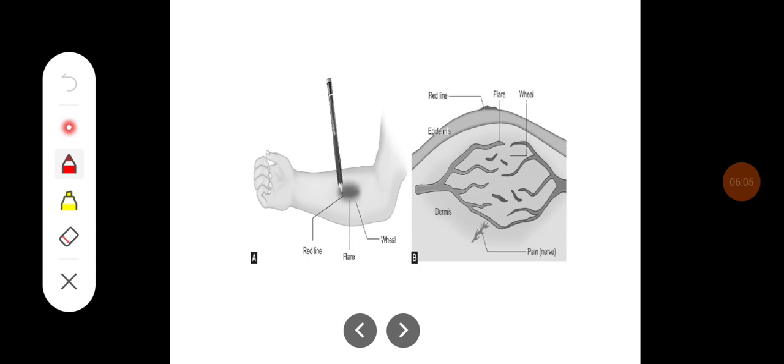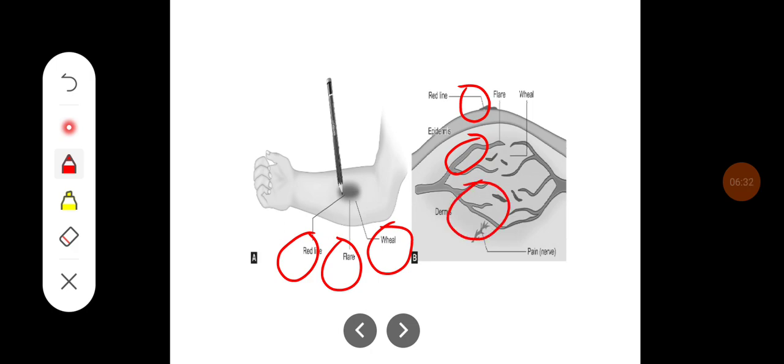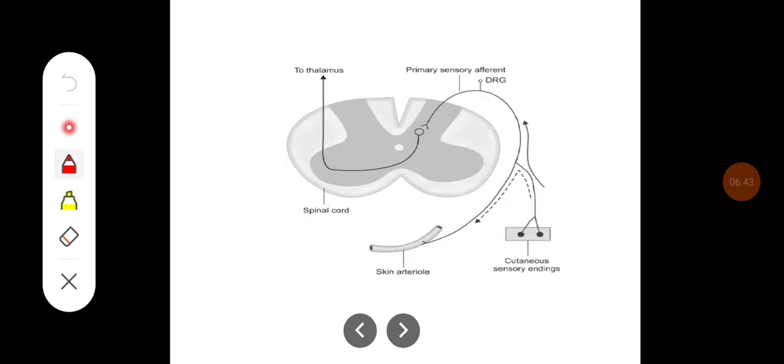So this is a triple response. When a firm stroke is done over the skin area, it is going to develop a red line, a flare, and wheal. The flare occurs because of the arteriolar dilatation because of the axon reflex, and the wheal occurs because of the development of the local edema because of the extravasation from the dilated arterioles. And this is the axon reflex.